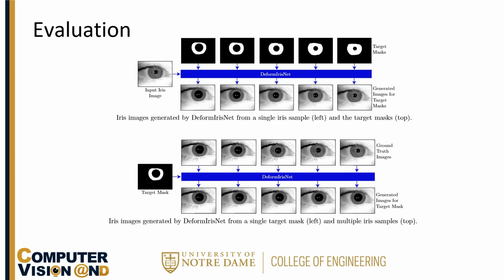Here we have some sample outputs of our network. So for the first image, we have different masks with different pupil sizes, and a single input iris image, and the outputs show the different deformations. And in the bottom figure, we have the target. We have a fixed mask and different iris input images with different pupil sizes, and the bottom shows the output. So both of these figures are of the same identity.